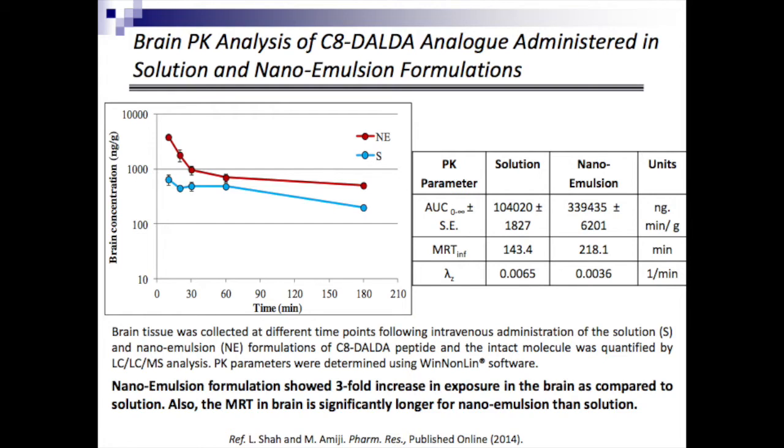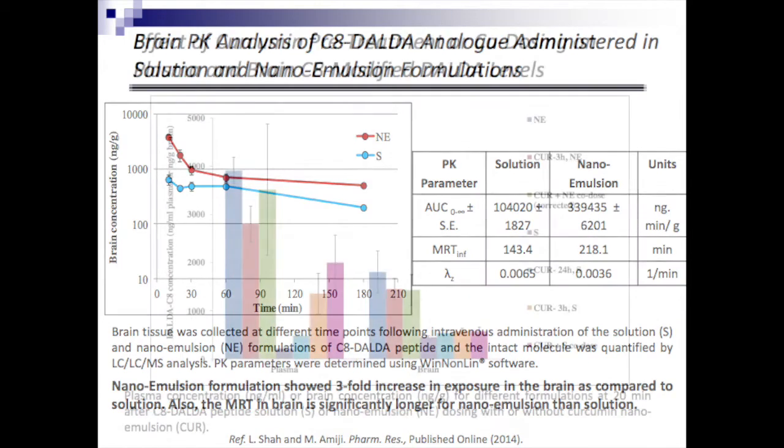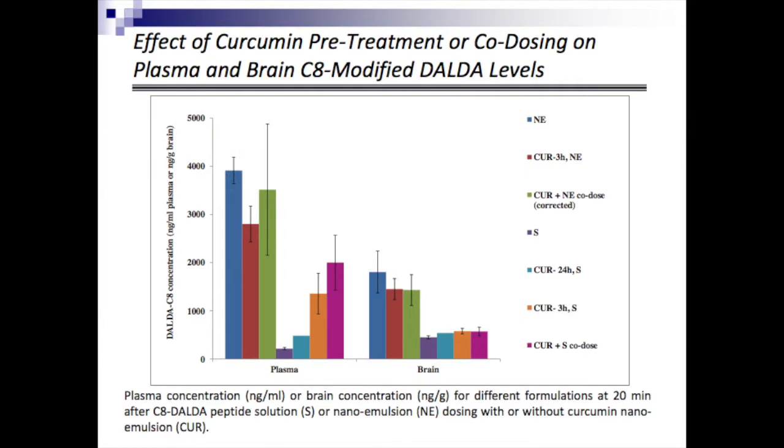This is the intact peptide that's basically quantified using this LC-LC-MS method, and we can see that the nanoemulsion gets us more of the peptide into the brain. And again, using brain pharmacokinetics, we see a 3-fold increase in the AUC in the brain with the nanoemulsion compared to the solution form. We also wanted to look at the curcumin effect to see whether what we saw in vitro with that blood-brain barrier model could be recapitulated in an in vivo model.